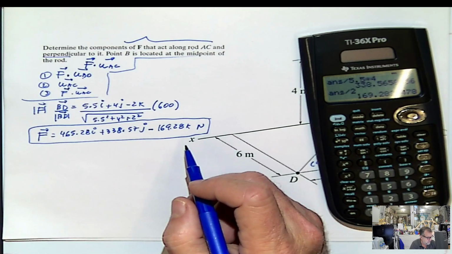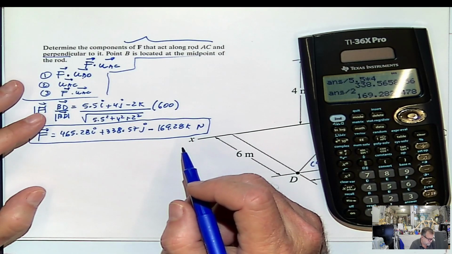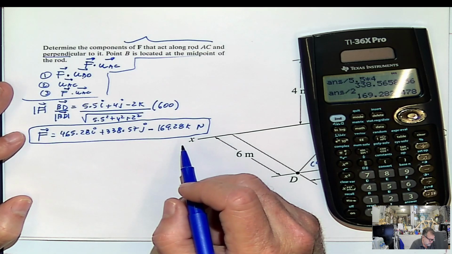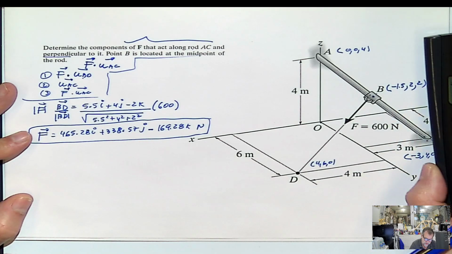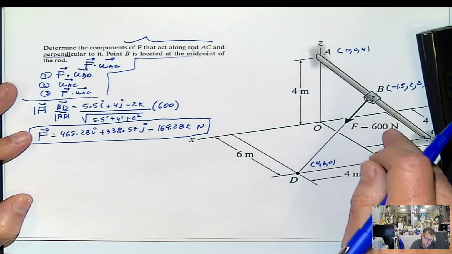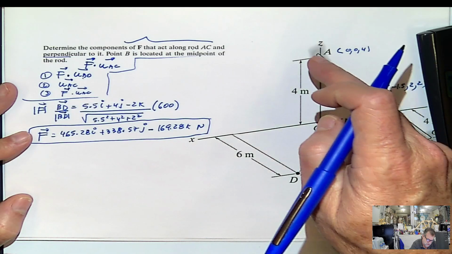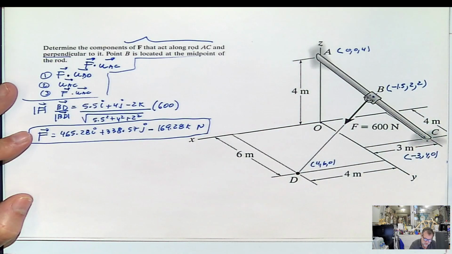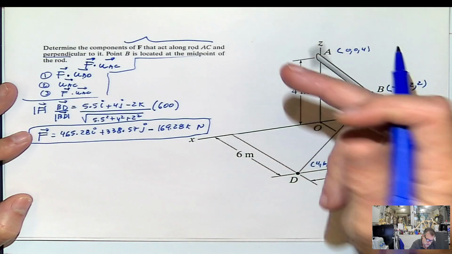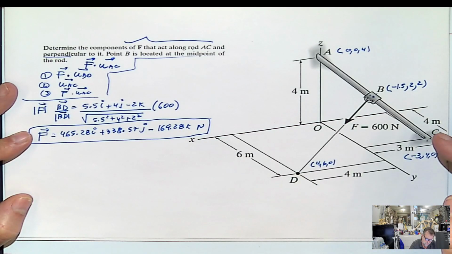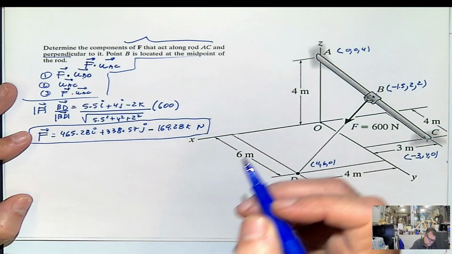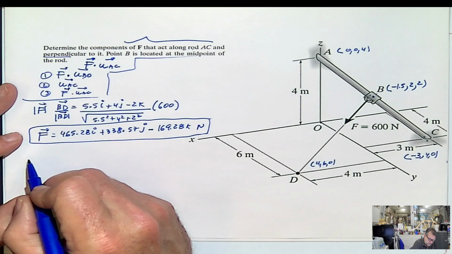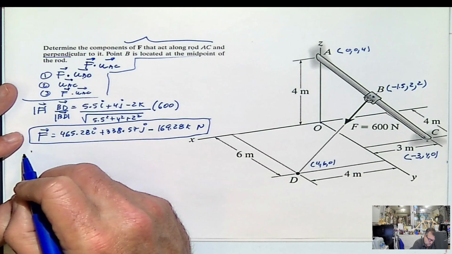The next step will be finding the position vector or the unit vector in the direction of the rod. How do I find the unit vector in the direction of the rod? Coordinates of C. The unit vector will be AC, right? So coordinates of C minus coordinates of A.